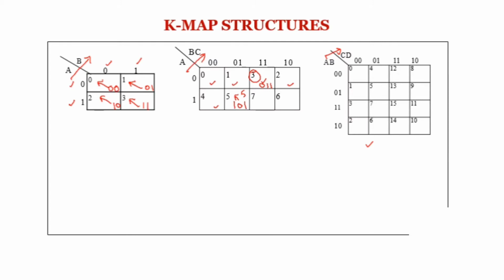So a simple rule can be deduced: we have to simply swap the third and fourth entries.